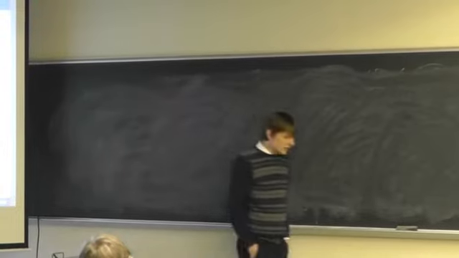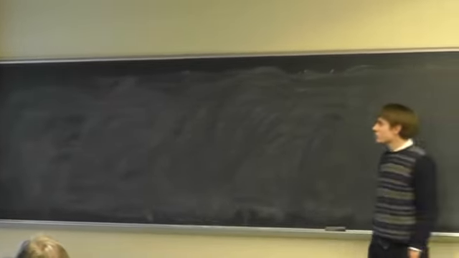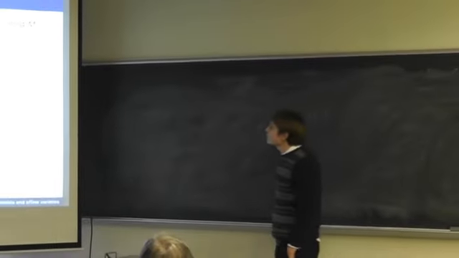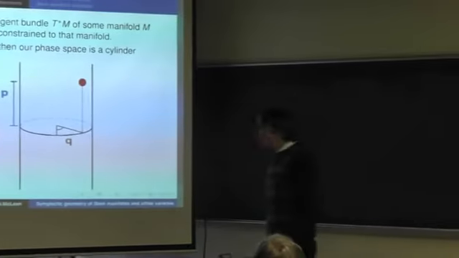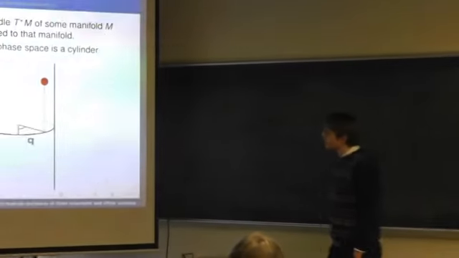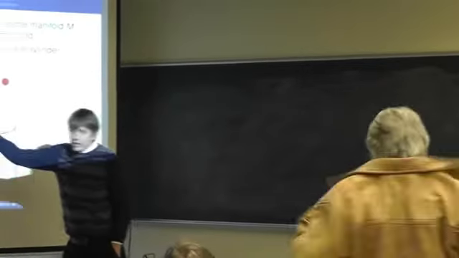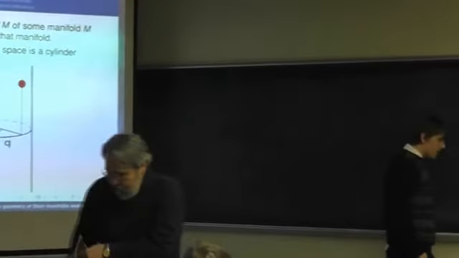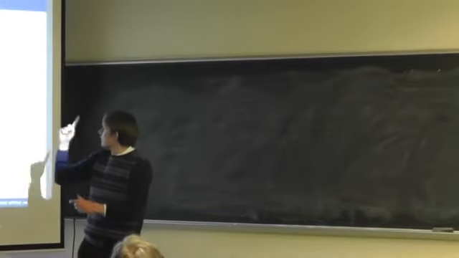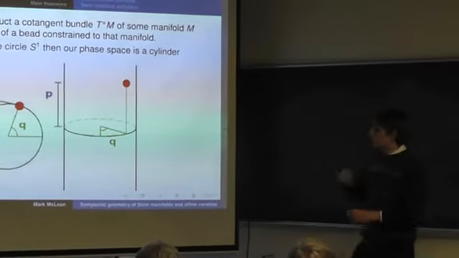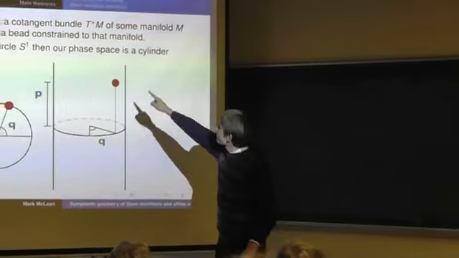Okay, so here's a slightly more non-trivial example. We have some manifold, and we can construct its cotangent bundle. One way of thinking about it is as a bead constrained to that manifold. This is an example where the bead is constrained to a circle here. Its cotangent bundle is given by a cylinder. You have the circle, and I've just flipped it so that it's on its side like this, and then the height of the cylinder represents the momentum. Again, the motion of the bead will trace out some path here.